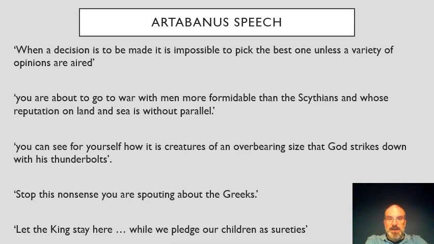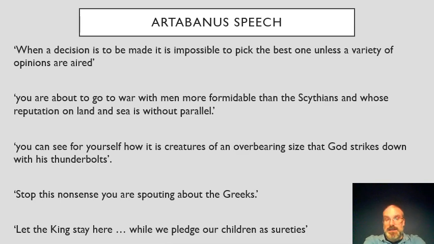But realistically, Herodotus is putting words into the mouths of these main characters because he wants them to express Persian points of view or Greek points of view. And Artabanus, although he's Persian, really is putting forward some of the Greek ideals and showing you how they clash with the Persian ideals of Mardonius and Xerxes. So Artabanus starts off by saying, when a decision is to be made, it's impossible to pick the best one unless a variety of opinions are aired. So this is fundamentally, again, the cry for free speech. We need free speech in order to be able to explore all arguments and all options. It almost doesn't get more Athenian than that.